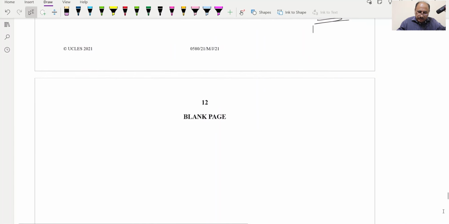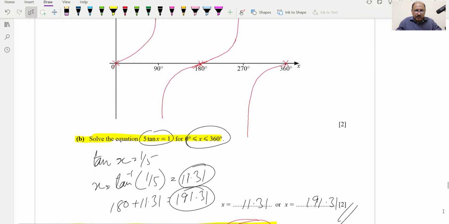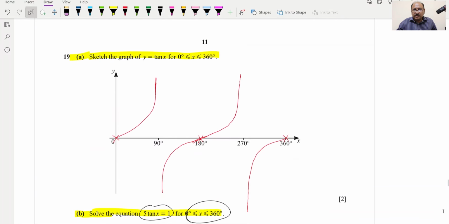And this is a 3-mark question which we are done with. Hopefully you understood each and everything.